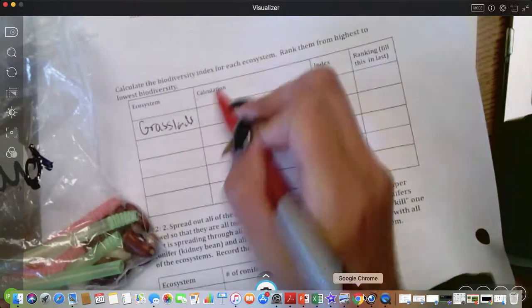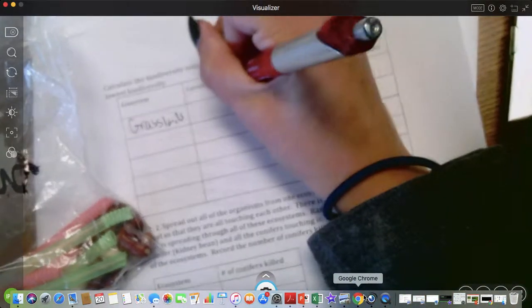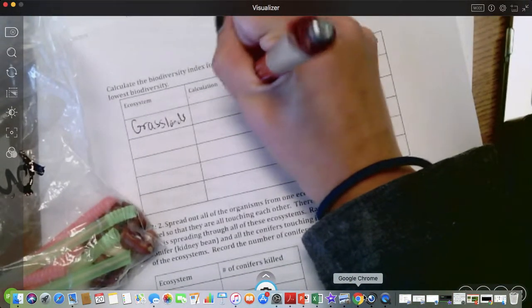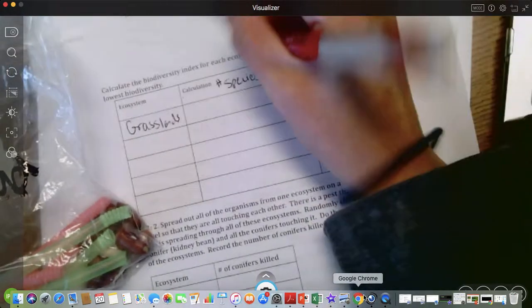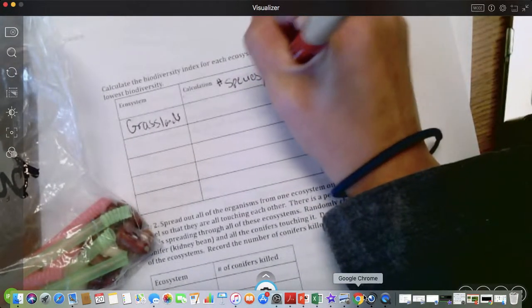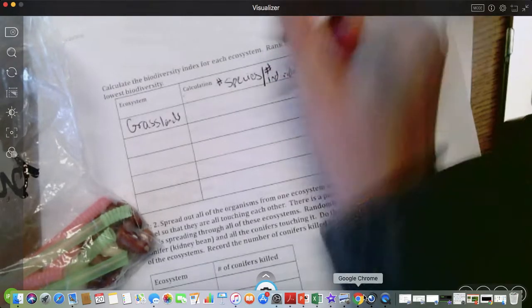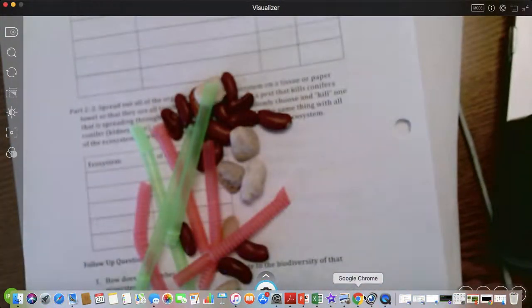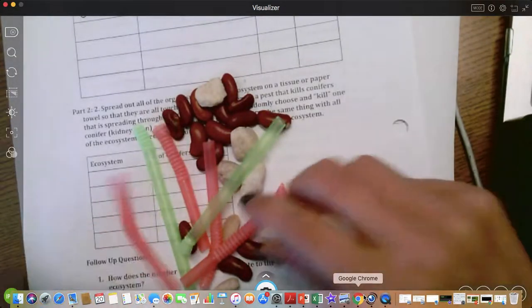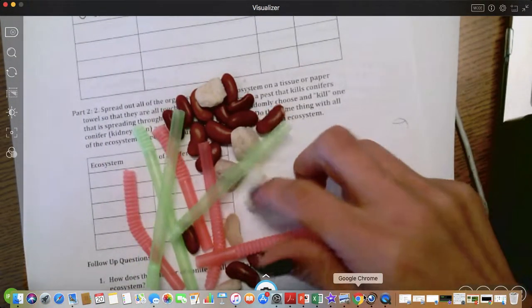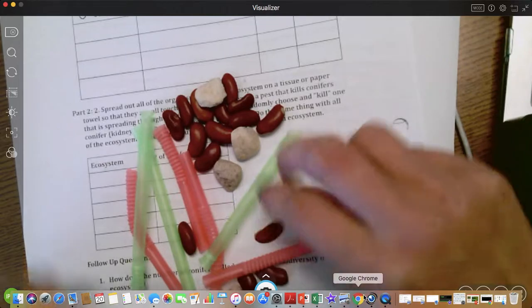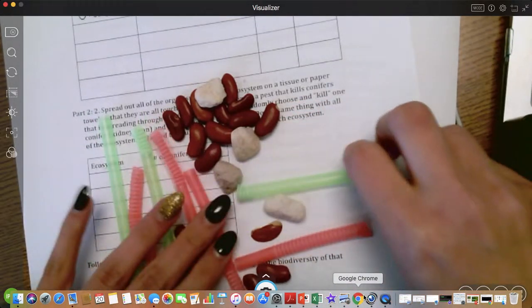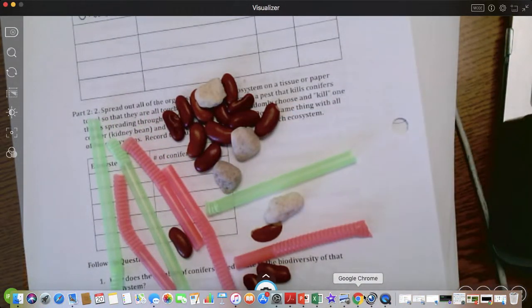We need to calculate the biodiversity index. So biodiversity index is the number of species over the number of individuals. You have to empty out your little baggie. Please try not to make a super big mess because I've kept these for like 3 years now and I like to keep them. Okay? You'll note I have some green straws and pink straws and some rocks and some kidney beans. First thing I'm going to do is count how many different types of things I have. Those are my species.